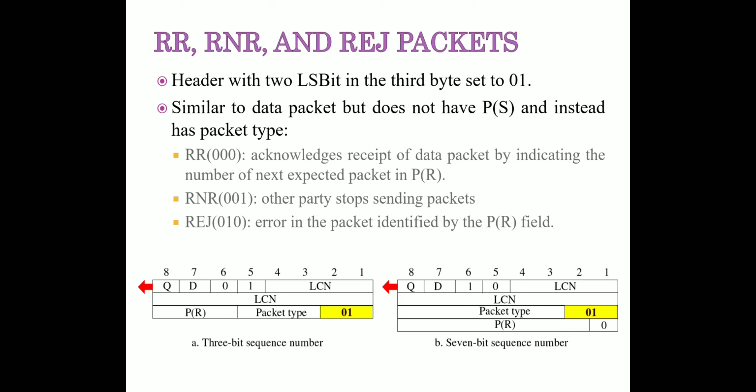So it has to wait till it gets RR. Then the last one is the REJ. So if it is 0, 1, 0. REJ means that there was an error in the packet identified by the PR number, the PR field. Then the other party must resend all the packets, including and following the packet indicated by the PR, because we know that X.25 uses a go-back-N error recovery method.